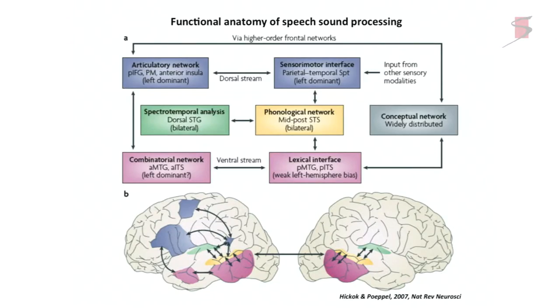So there's a dorsal stream, which we literally stole from the visual system. There's a ventral stream. No, this is also not awesome. And it's organized in both hemispheres, and that's just the minimal architecture. So if you want to have something in terms of the functional organization of language, it's obviously much more complicated.